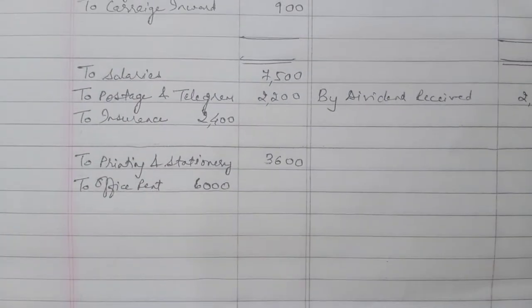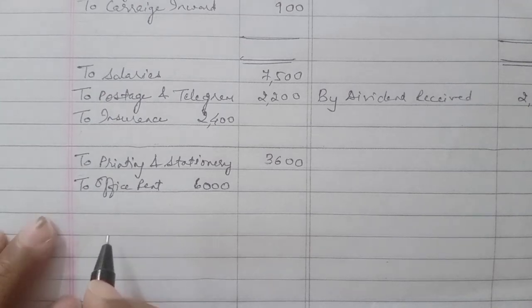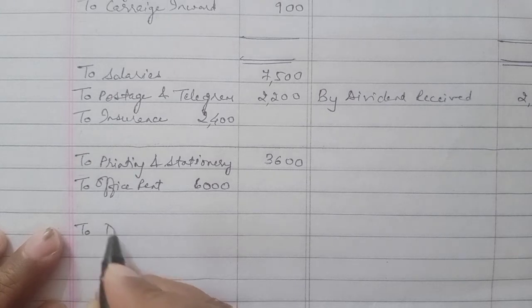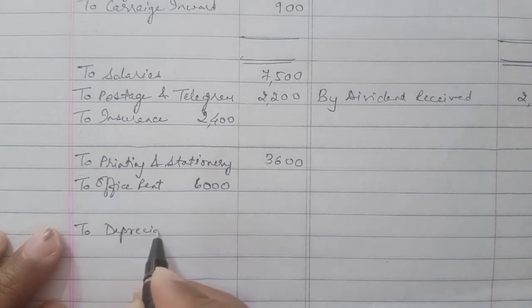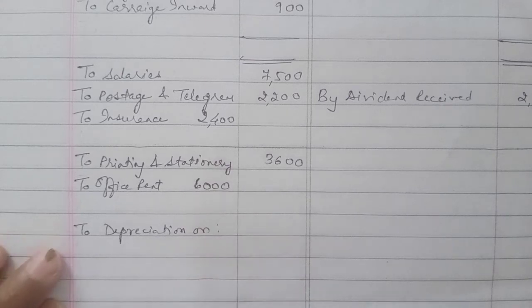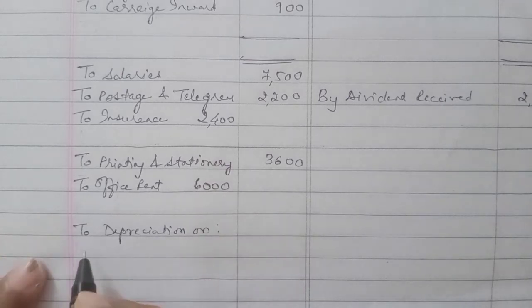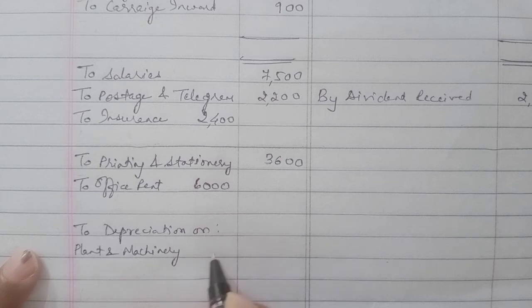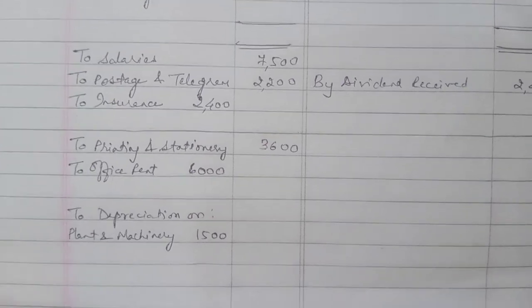So this is one effect. Second effect of depreciation will be shown on the debit side of profit and loss account. To depreciation on, now there are two assets on which we need to provide depreciation. So first is plant and machinery. On plant and machinery we have provided 1,500 rupees as depreciation. Okay, so second adjustment, one part we have finished.